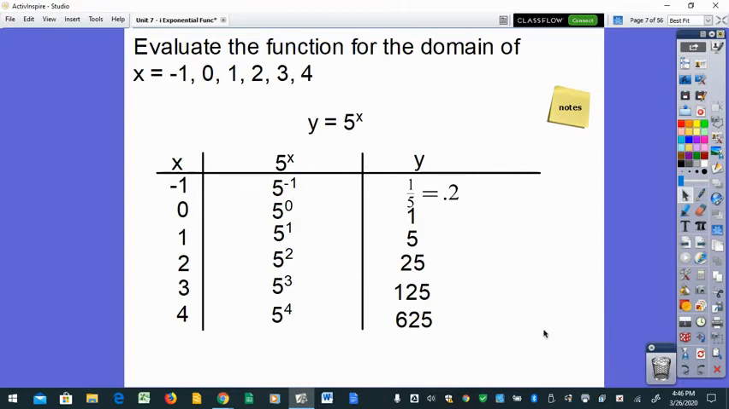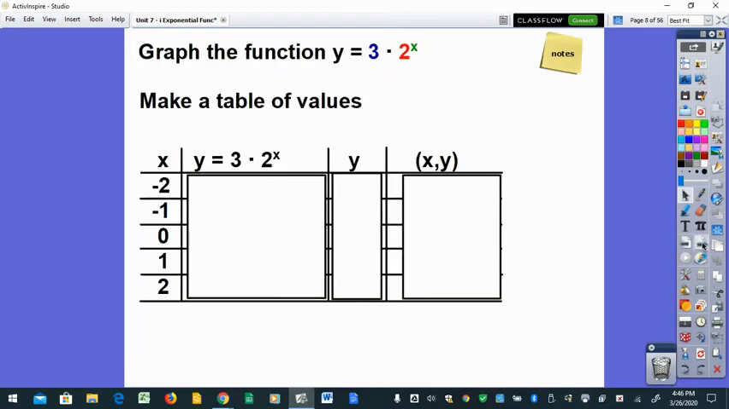625. And if I wanted to graph this exponential, I now have coordinates where -1, comma 0.2, 0, comma 1, 1, comma 5, 2, comma 25, and so forth. And I could graph that exponential. Okay, so here's another one. We're going to graph this function.